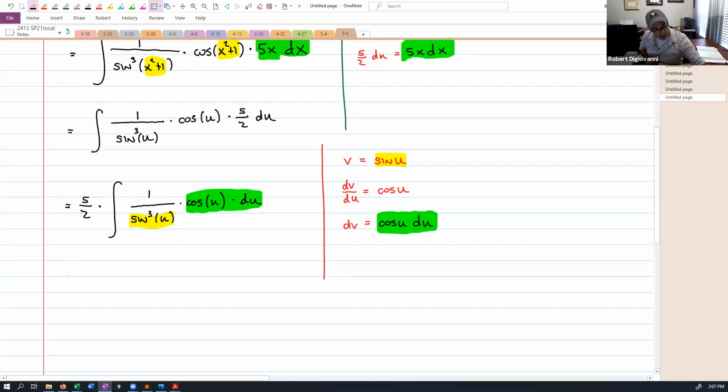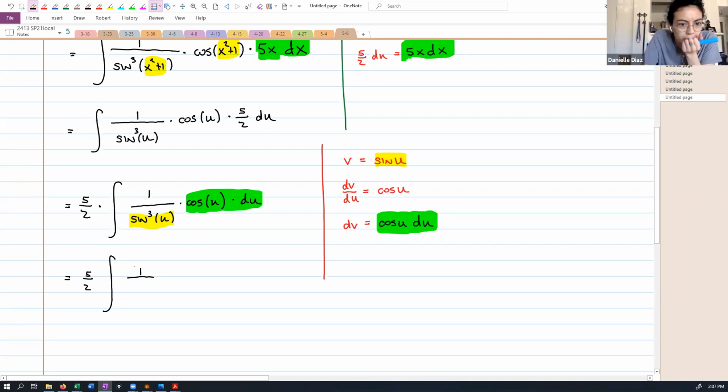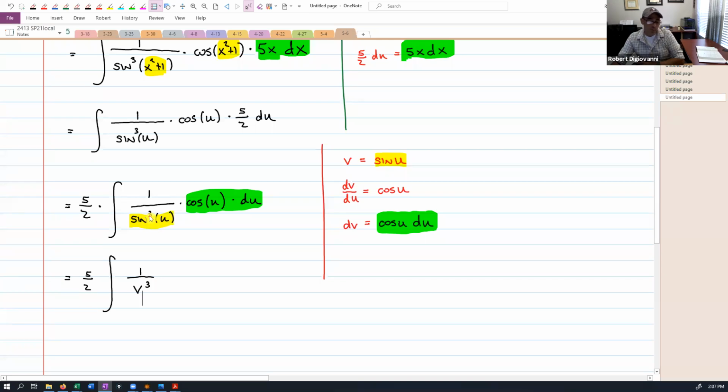So now here's where I am. 5/2 antiderivative of 1 over what? v cubed. V cubed. Okay, right? Oh, where did I go? Sine of u is v. The cubed was not part of the substitution. It was just the sine part. And then the rest of this in green is just dv.